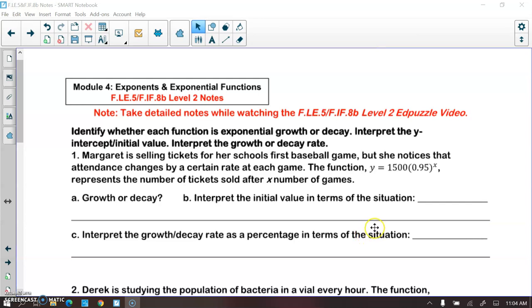Okay, so now that we have learned how to find growth or decay for exponential growth or decay functions, and we learned how to find the initial value and find the growth or decay rate as a percentage, we're now going to interpret those values.